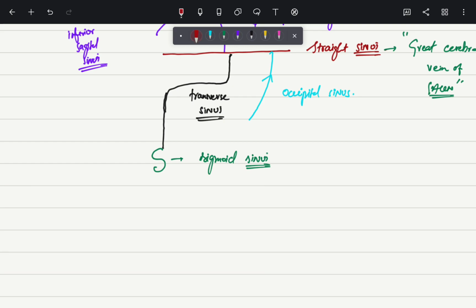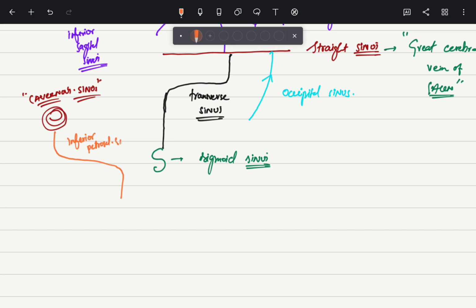Now from here, as you can see, this sinus is called your cavernous sinus. I will discuss the cavernous sinus in a detailed video. Please wait for that one. From the cavernous sinus there is a sinus coming which is called your inferior petrosal sinus.